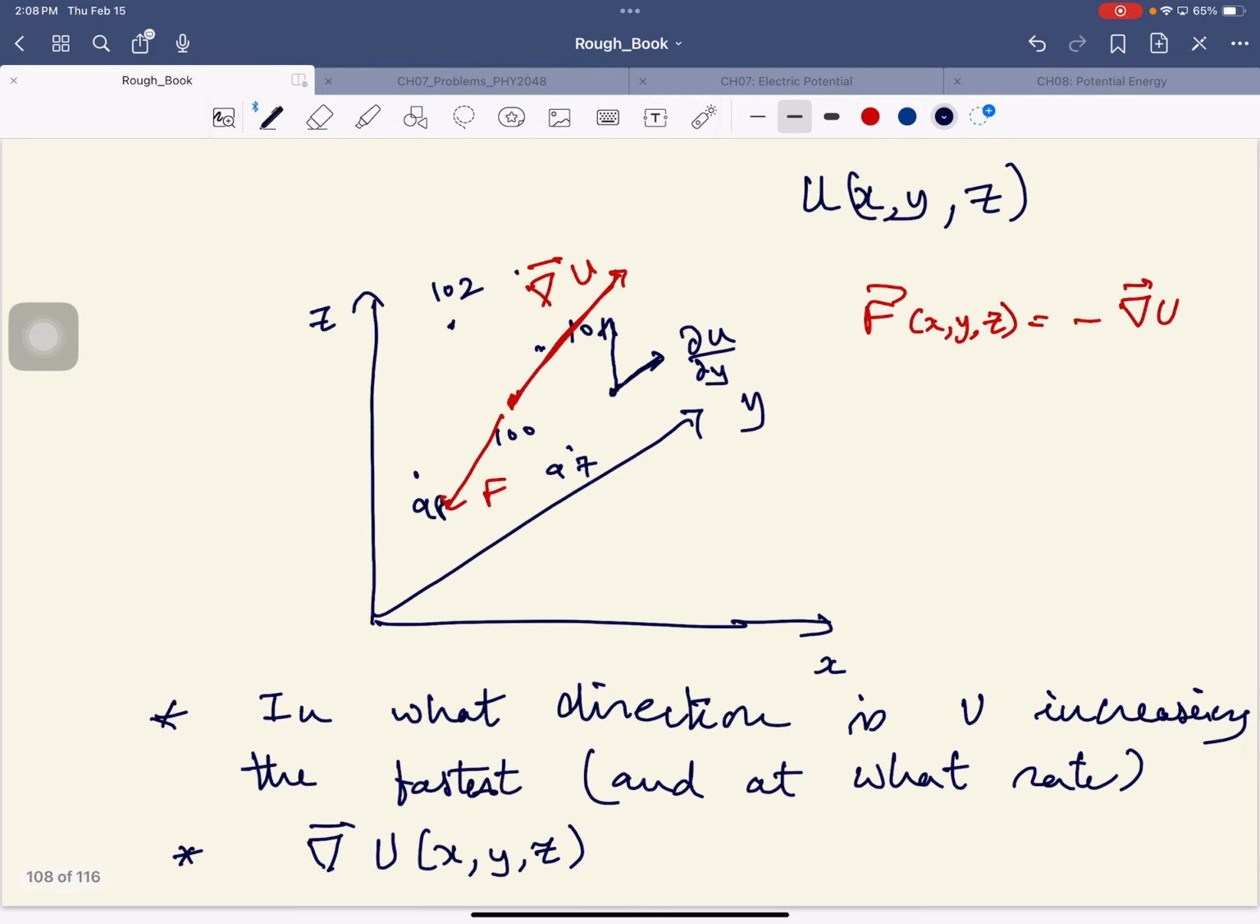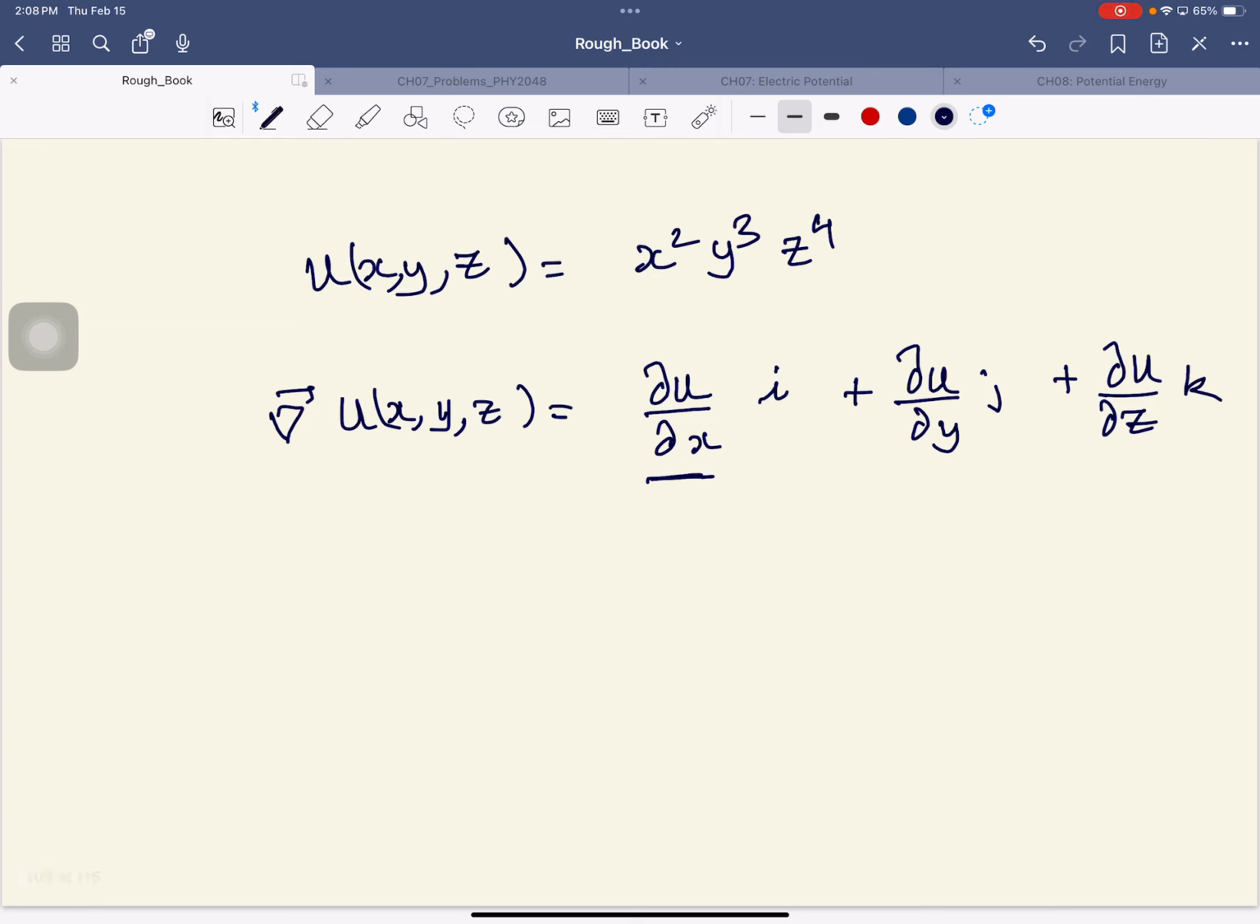Okay. All right, so I'm not good at this. Help me out, my friend. What is del u by del x? The rate of change of u. Yeah. So for this guy, what is del u by del x? Yep. So del u by del x means you treat all the other variables as constants. Okay? So this is equal to 2x y cubed z to the fourth. Okay?